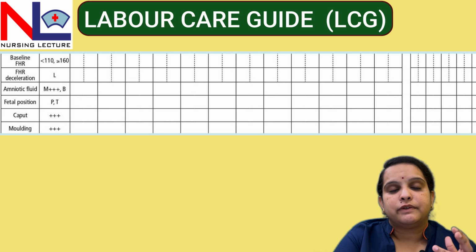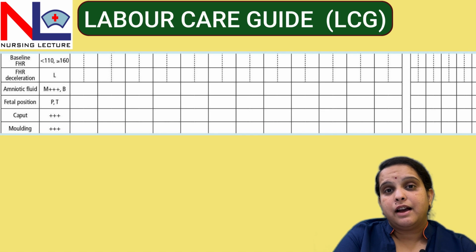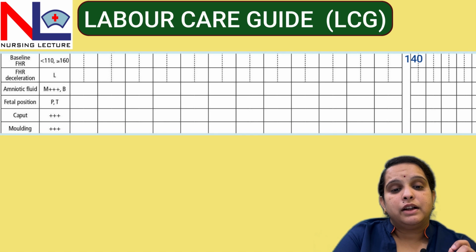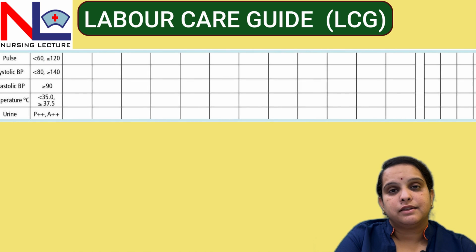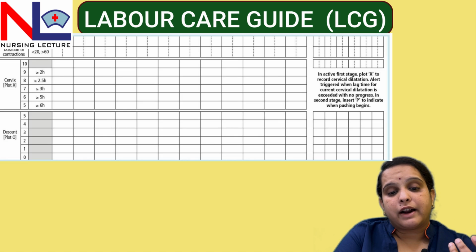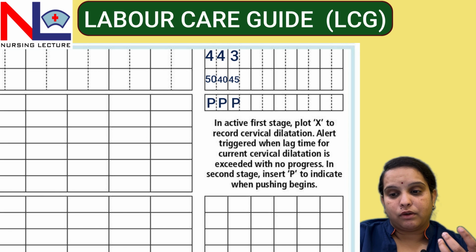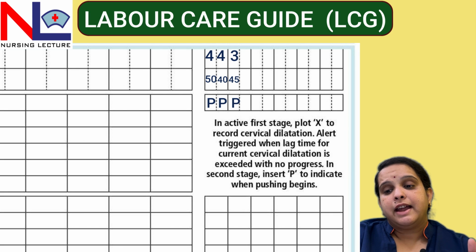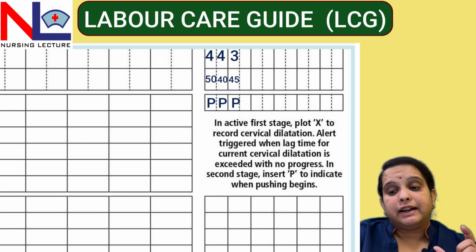Here one column is divided into 4. It means you have to record the fetal heart rate every 15 minutes in beats per minute. So in a numerical way we have to write, and the fetal deceleration in the form of L, E, N and V we can write here. And below that even the findings of the mother we can write here: the pulse, systolic and diastolic blood pressure, temperature and urine analysis, and contractions per 10 minutes, and the duration of contraction also we have to record every 15 minutes.